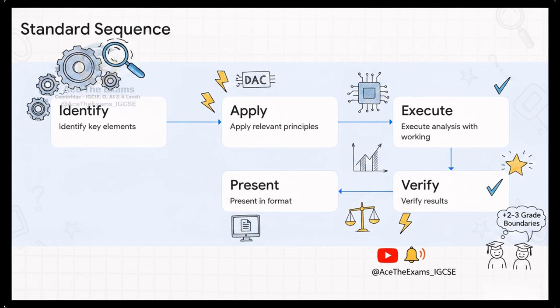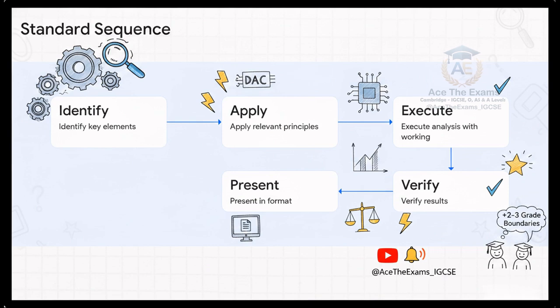Step 2. Apply relevant principles. This is where you bring in your deep knowledge of ADCs, DACs, microprocessors, and feedback loops. Step 3. Execute the analysis with incredibly clear working. Show the examiner exactly how your brain is processing the problem. Step 4. Verify your results. Does the outcome actually make logical sense in the context of the question? And Step 5. Present your answer in the correct format.